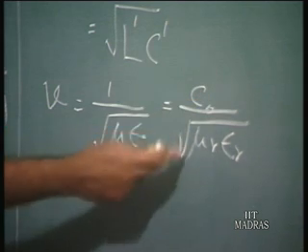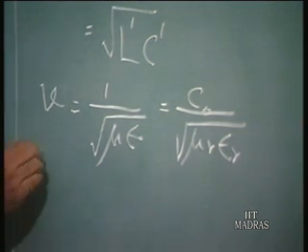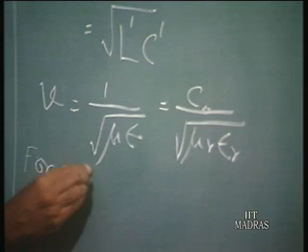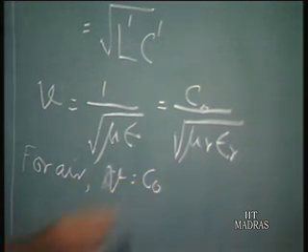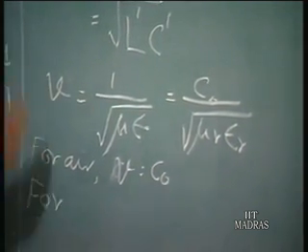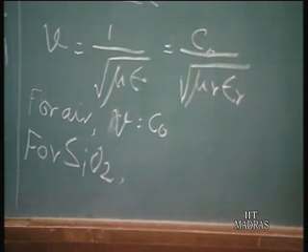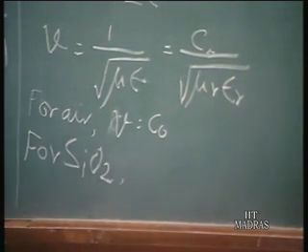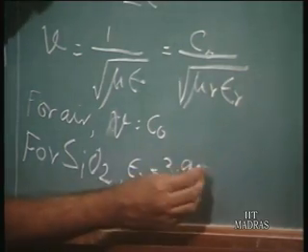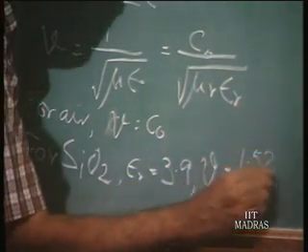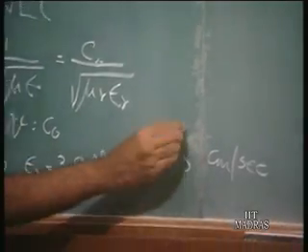C naught, as we know, is 3 into 10 to the power 10 centimeter per second. Now, if we assume the intermediate medium to be air, mu r and epsilon r are both equal to 1, so V equals C naught. Now, if the intermediate medium is silicon dioxide, which is the dielectric material used in silicon devices, over which the interconnect lines will run, we have epsilon r equal to 3.9. This gives us a velocity of 1.52 into 10 to the power 10 centimeter per second.